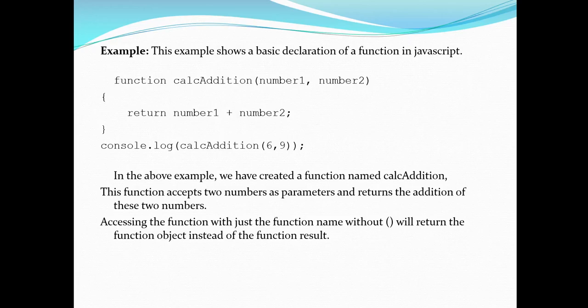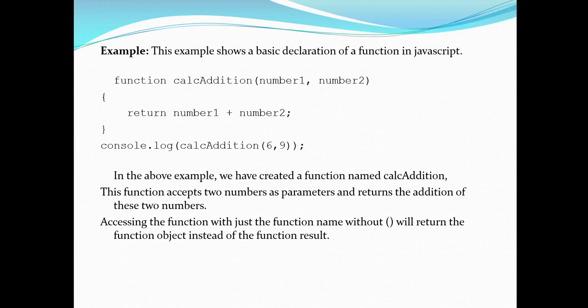Consider here we are doing addition, so we have written the function's name as calc addition. It can be anything, you can write any unique name according to your understanding. Then you're passing two numbers. For addition you will need two numbers here. You want to perform the addition of two numbers, so you will pass two numbers, and then in the body you are going to return it.